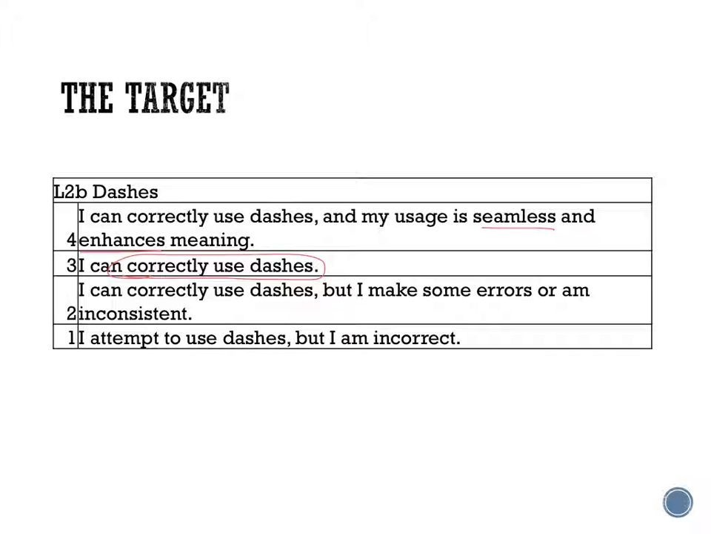Again, you'll be using it to effect. You'll be using it to help enhance your writing and the meaning of your piece. At the 2 level, you're using dashes, but there are some errors, so some may be correct, some may not be. And at the 1 level, you attempted to use them, but it just wasn't correct.